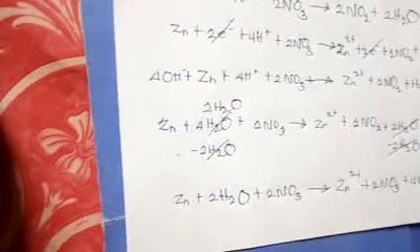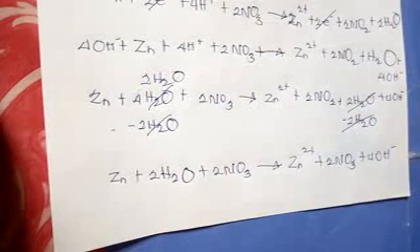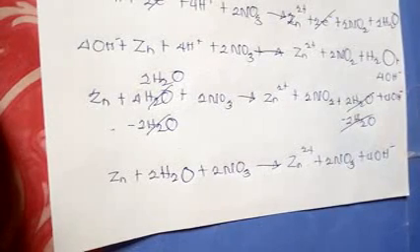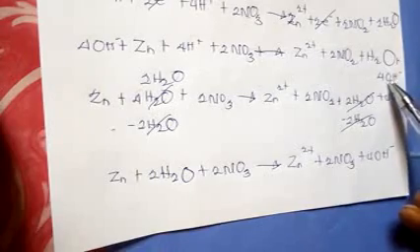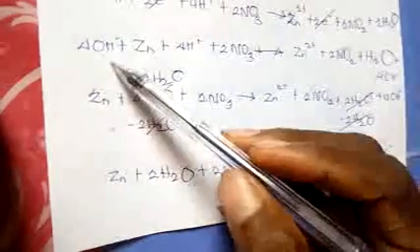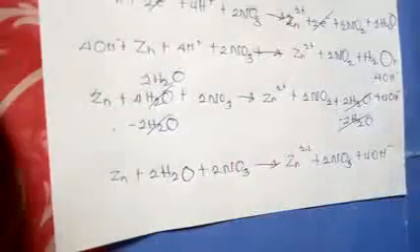Thank you very much. This is for balancing basic equation. When you are balancing acidic equation, you do the same step we do here. In this, you won't add 4OH minus on both sides. You will be adding 4H plus.